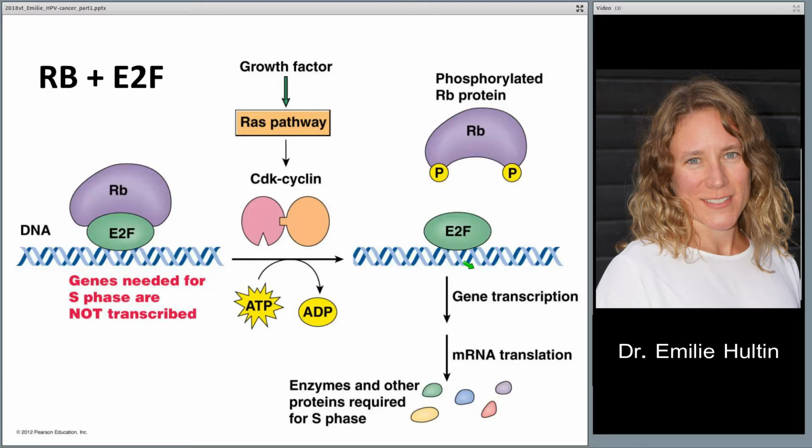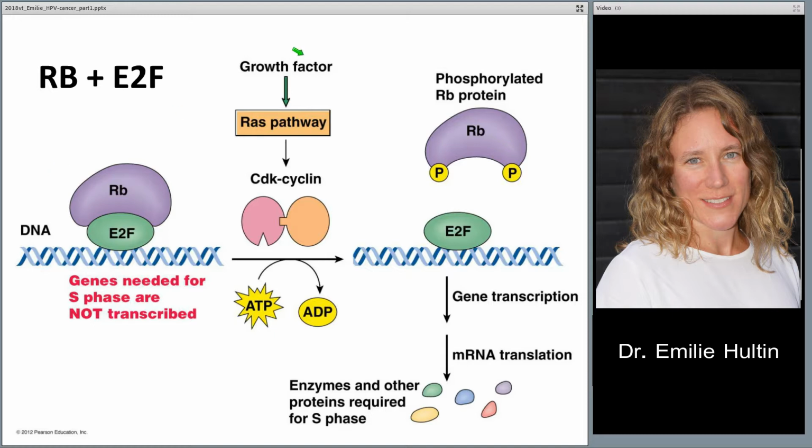So retinoblastoma protein and the transcription factor E2F work together. The retinoblastoma protein can bind to the transcription factor. So when the retinoblastoma protein binds to the transcription factor, the genes that are needed for the synthesis phase in the cell cycle are not transcribed.